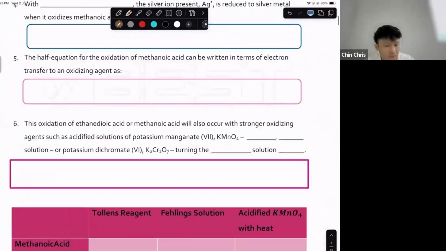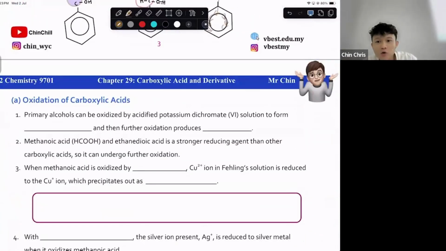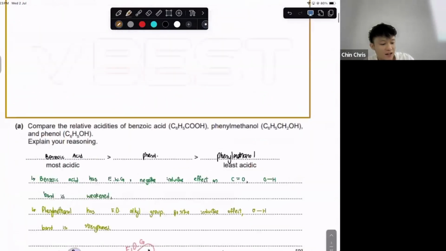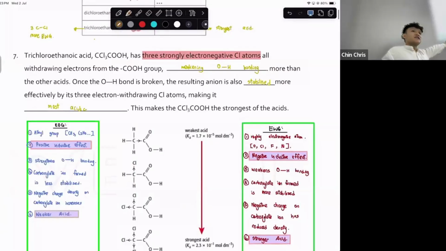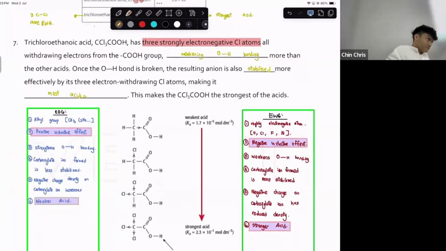Oxidation of carboxylic acid. To decide whether it is stronger or weaker, I already have something listed down for you guys here. Find your EDG, EWG, and that's it. It's always like that.